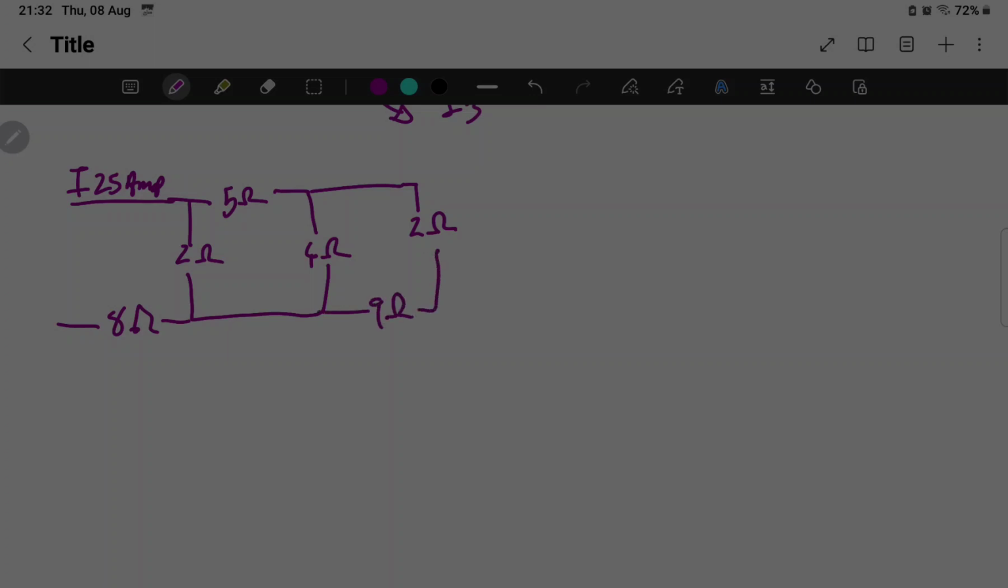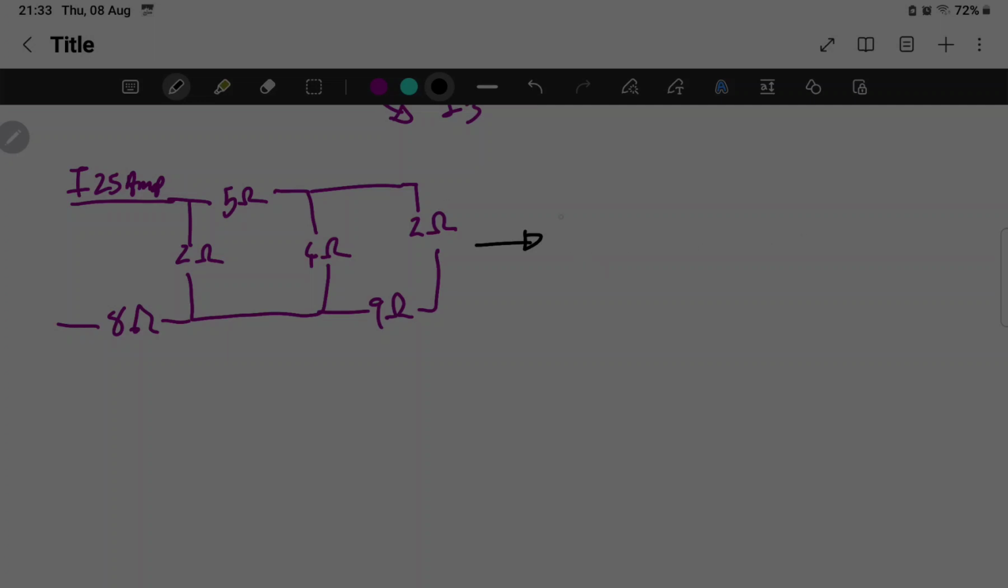So how do you solve this question? Basically, they want you to calculate the current. This is our total current over here. The question states, calculate the current in each of these branches. There is a method that I'm going to show you. We're going to redraw the circuit.